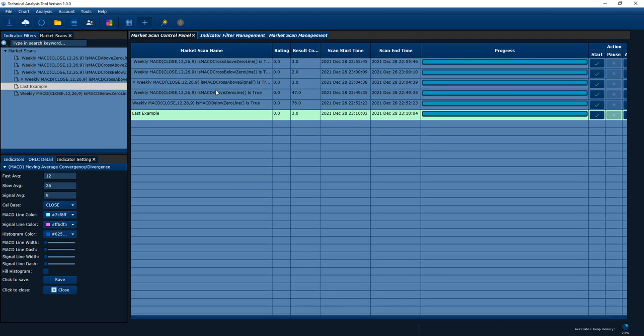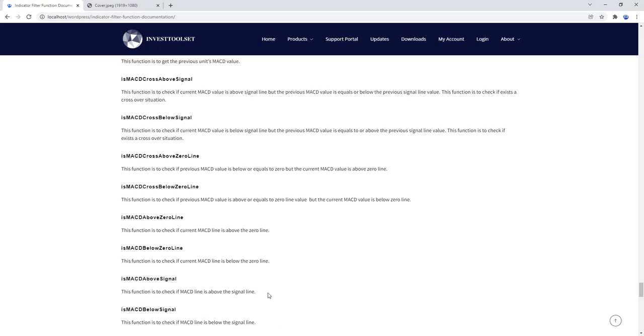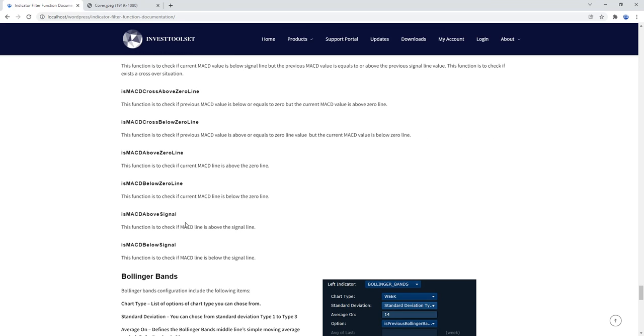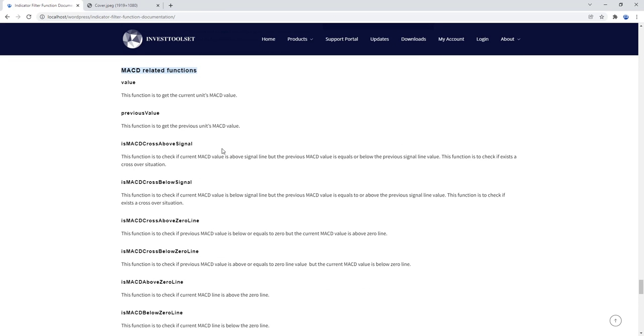If you still have questions, always go back to the documentation to check those descriptions here. I think I have to remove this too, because the value and the previous value are not supported in MACD. I might need to remove this from the documentation page.